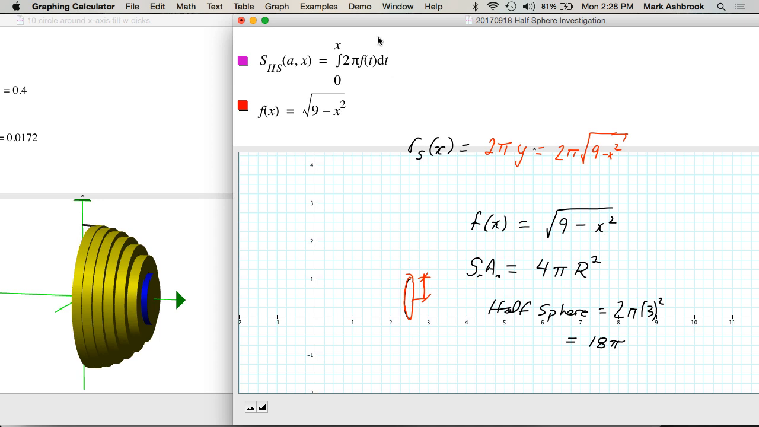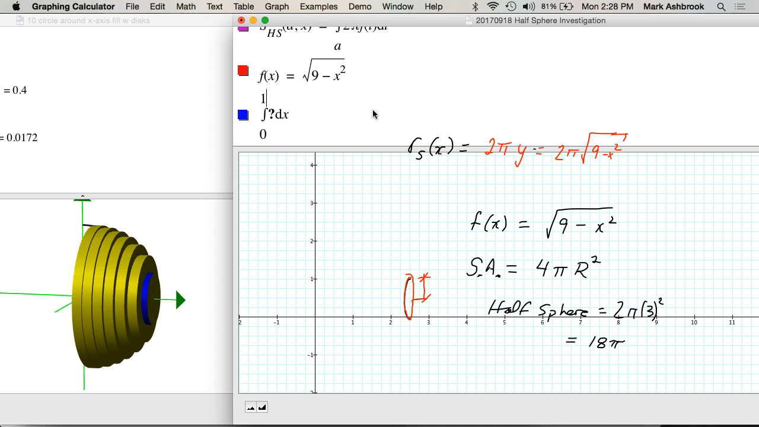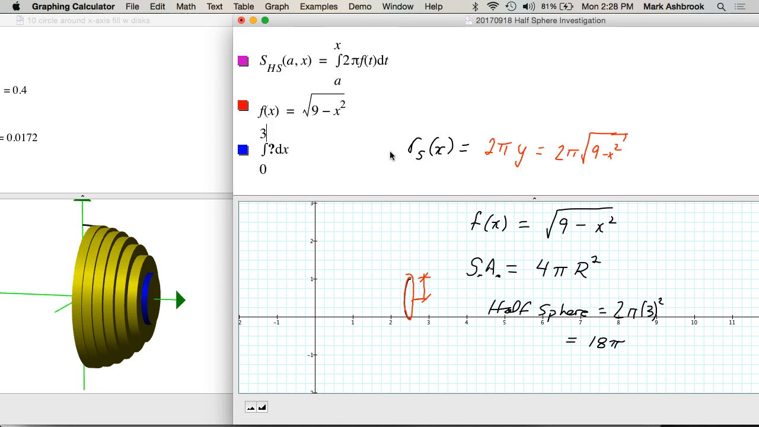Okay, did you get it right? Almost. A to x. And what are we interested in? So we're checking to see what? What's that? 0 to 3. She wants 0 to 3. So I'm going to put in Control-Shift-I, the integral from 0 to 3 of 2 pi f. Is this right?